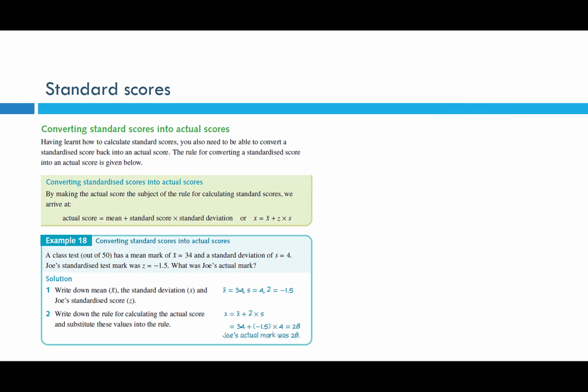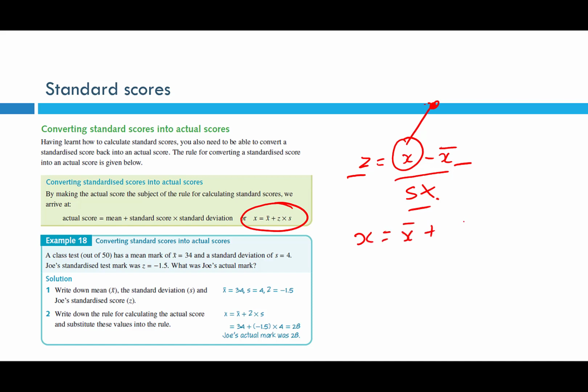Converting standard scores into actual scores. This is just all about transposing your equation. You can actually do this on your calculator using the solve function. For example, if you've got Z-score equals X minus the average divided by standard deviation, they want you to work out X given all of this information. You can use your solver, or you can use this formula over here, that your actual score equals the mean plus your Z-score times the standard deviation. So you can use either. It's quite easy. It's substitution, or use the solve function on your calculator to get that.